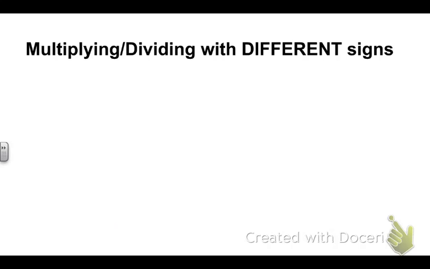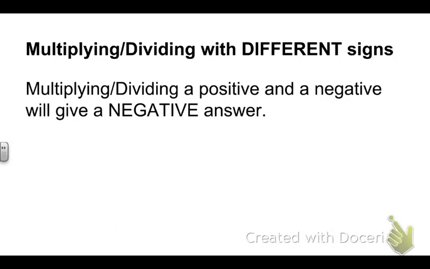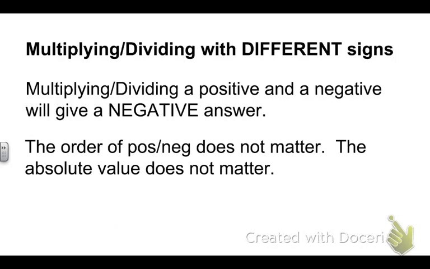Now, when you multiply or divide with different signs, if one's a positive and one's a negative, the answer will always be a negative. The order of the positive and negative doesn't matter. What if a positive comes first and a negative comes second, or a negative comes first and a positive comes second? It doesn't matter.